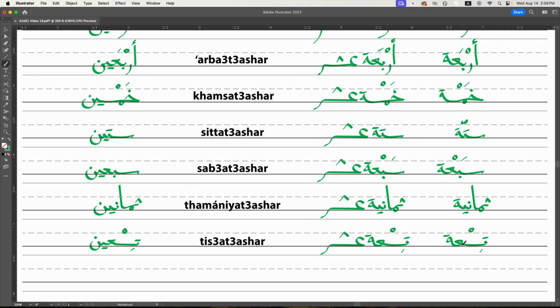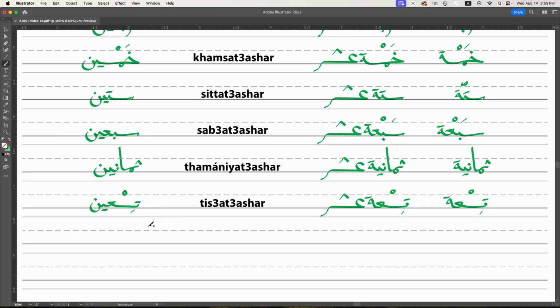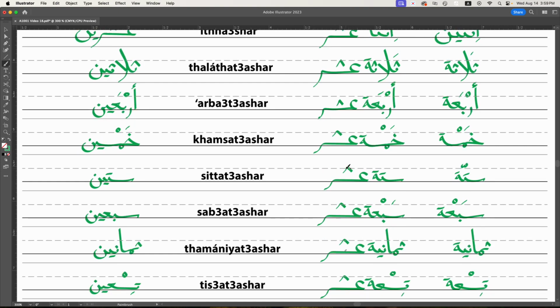Tis'a is our number for 9. So tisat ashar or tisatash is 19, and then tis'in is 90 rather, not 100. So these should be really easy to learn because they're very, very regular for the most part. They don't present a problem.